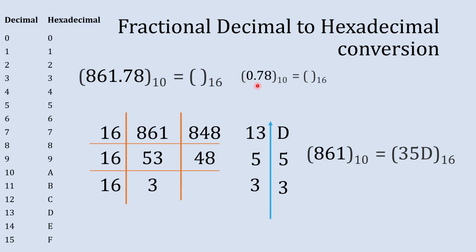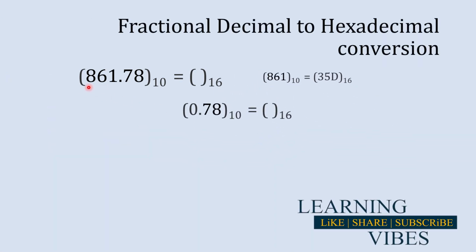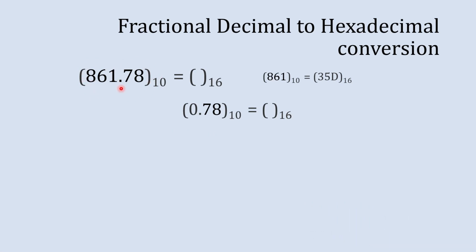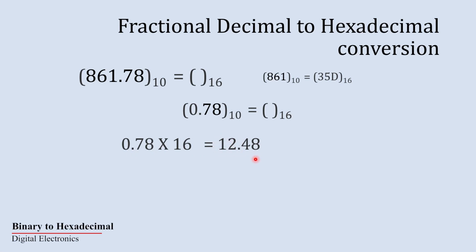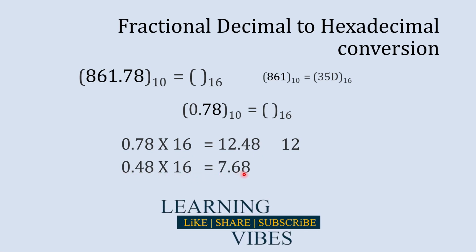Now it's time for the fractional number part. In the whole number part we divided the number by 16, whereas for fractional number part conversion we are supposed to multiply this number by 16. So now we'll multiply this 0.78 by 16, so that gives us 12.48. From this number we are going to write the whole number part aside, and the remaining number, that is 0.48, will be again multiplied by 16. So 0.48 into 16 gives us 7.68.